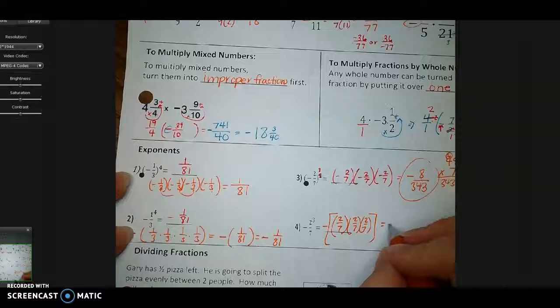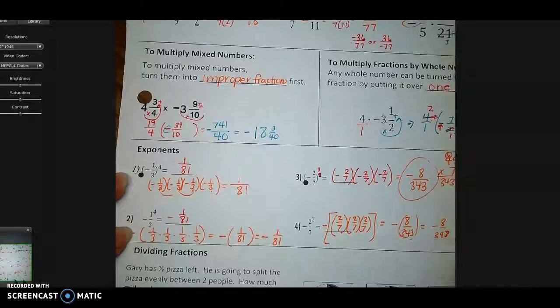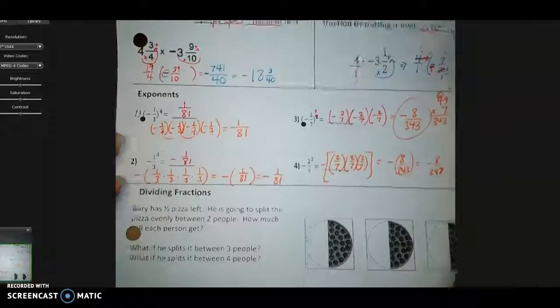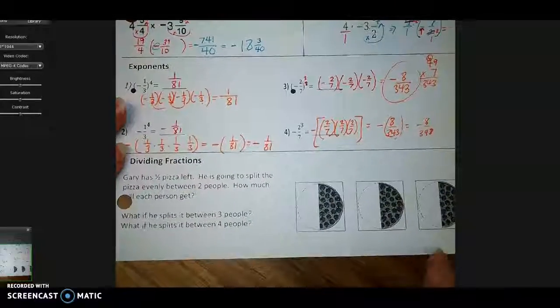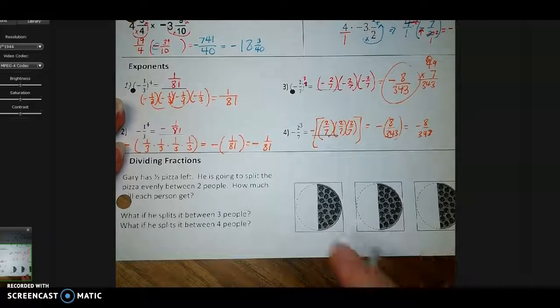And so I end up with the opposite of 8 over 343, which is also a negative 8 over 343. Let's look at a word problem. Gary has half of a pizza left. He's going to split the pizza evenly between 2 people. How much will each person get?